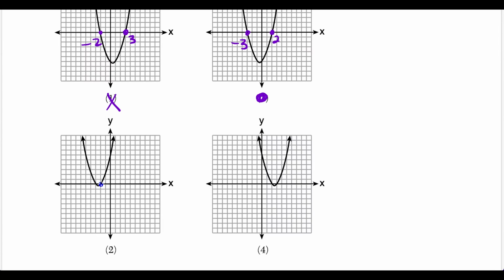So here we have a root at -2 and we have a root at -3. While -3 is one of the roots, -2 is not, so we could cross this one out. And then this one here has roots at x equals 2 and x equals 3. While x equals 2 is a root, x equals 3 is not. So definitely choice 3 here.